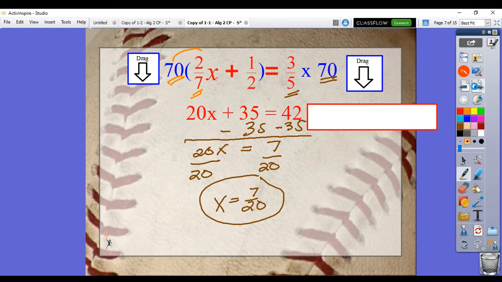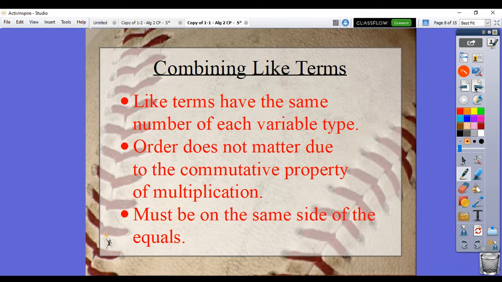Very simple, right? Kaboom. So, combining like terms, as I mentioned a while ago, is adding apples to apples, bananas to bananas. Like terms have to have the same number of each variable type. So 2x and 3y are not like terms, but 2x and minus 5x are like terms. You can combine them. Order does not matter due to the commutative property of multiplication. They must be on the same side of the equal sign.